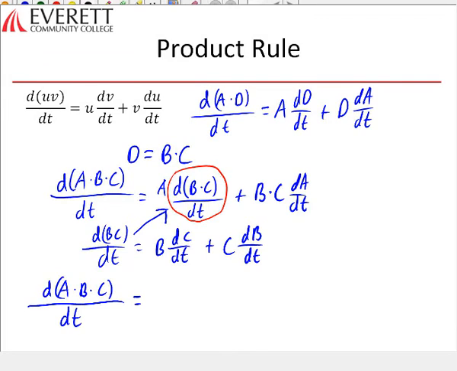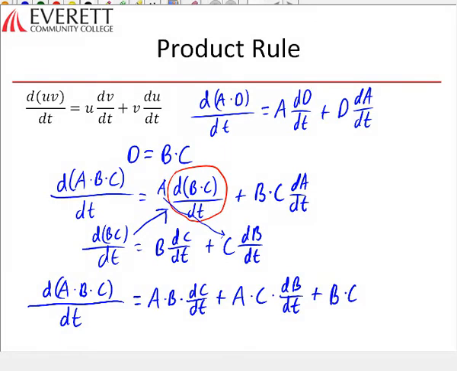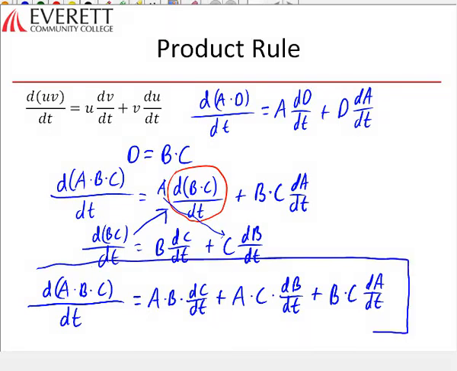It's going to be equal to, if we substitute that in, the first term we get is a times b times the derivative of c. The second term we get is going to be this a multiplied by that, which is going to be a times c times the derivative of b. And finally, we add on the b times c times the derivative of a. Okay, so all we did there is we expanded the product rule so that we have three functions multiplied together.